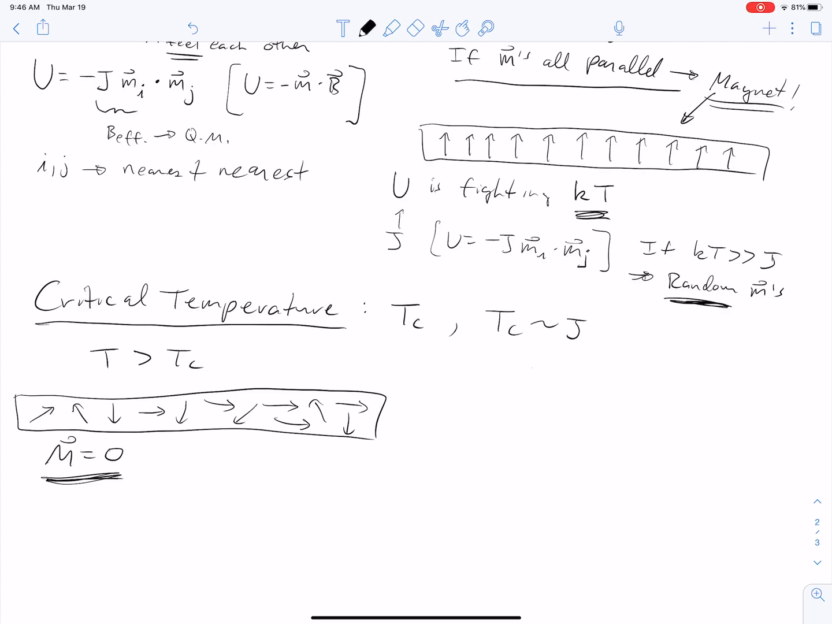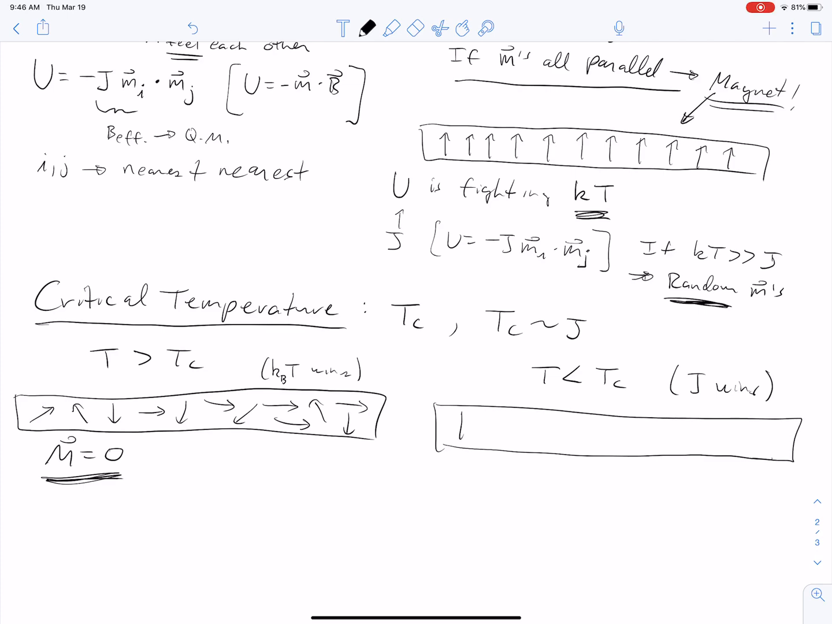But if I have T less than Tc, then J wins. So here, k_B T wins. That's the Boltzmann constant. Let me write that more carefully. But if T is less than Tc, then J wins, and the material becomes ferromagnetic, and they all line up. Yay! And then we can stick it onto our refrigerator. Yay! Magnet. So now the magnetization is greater than 0. It's magnetized. We call that magnetized.